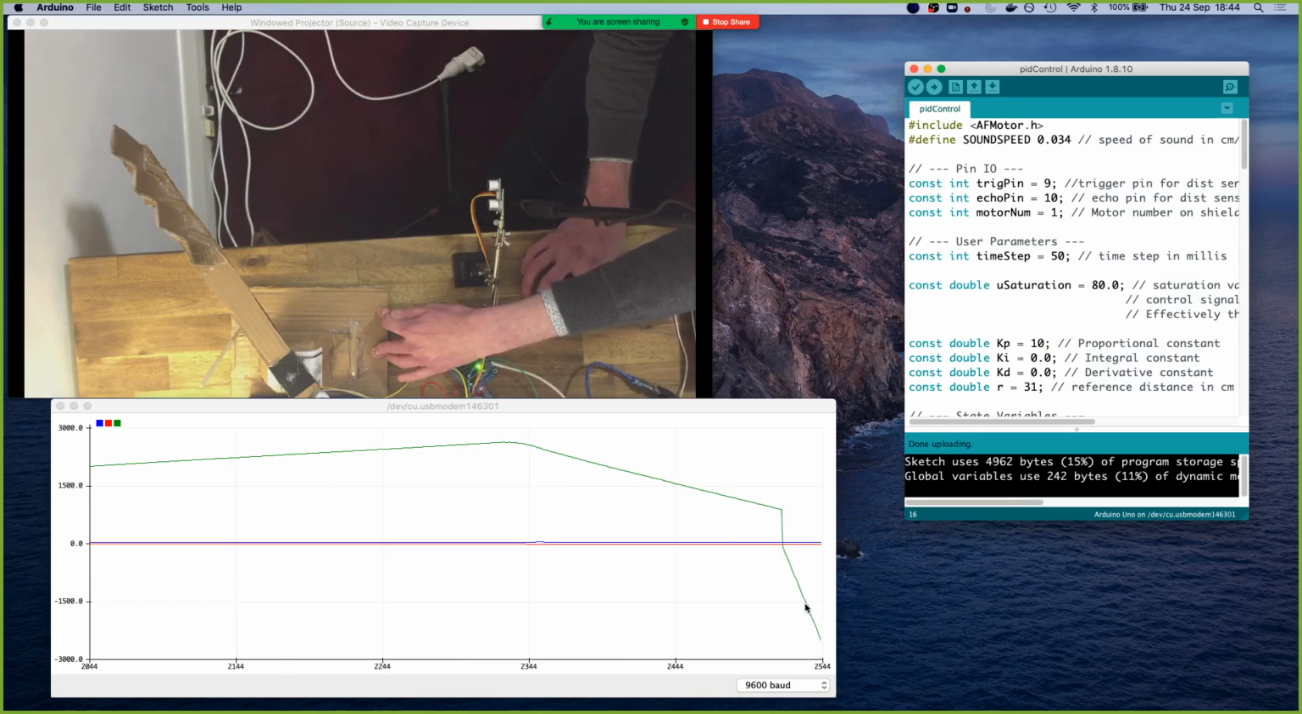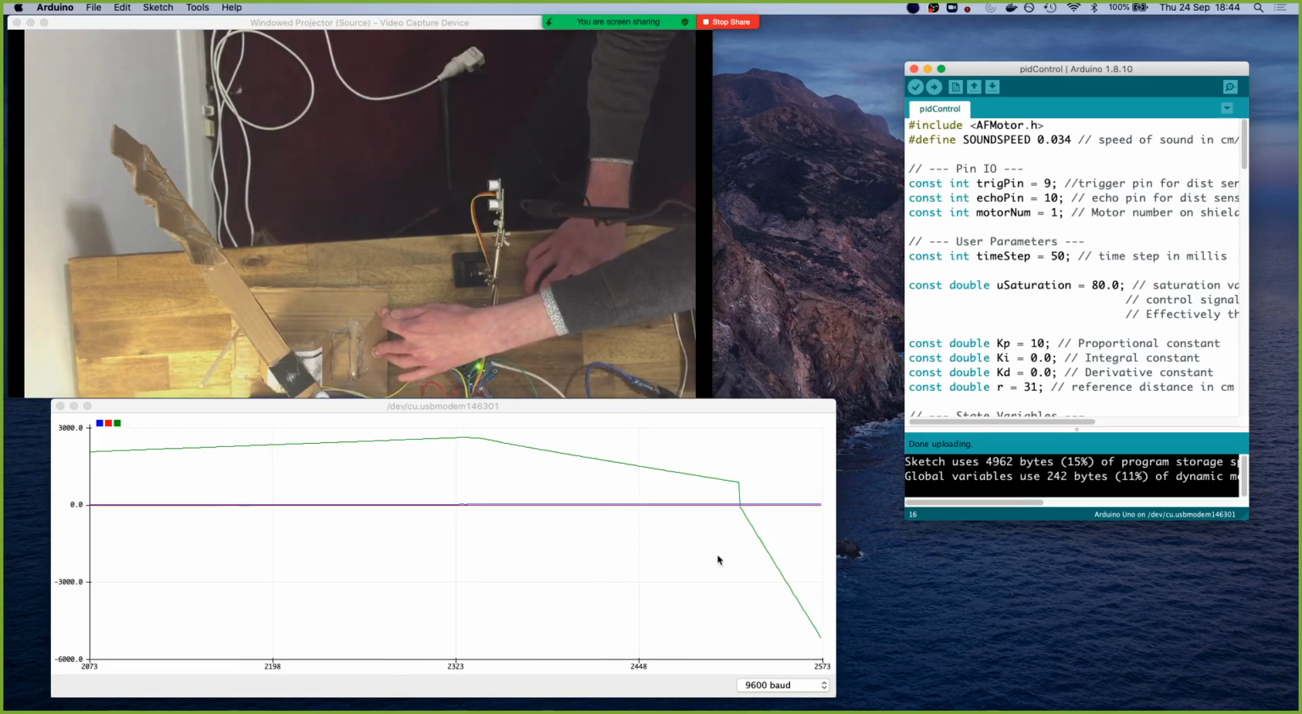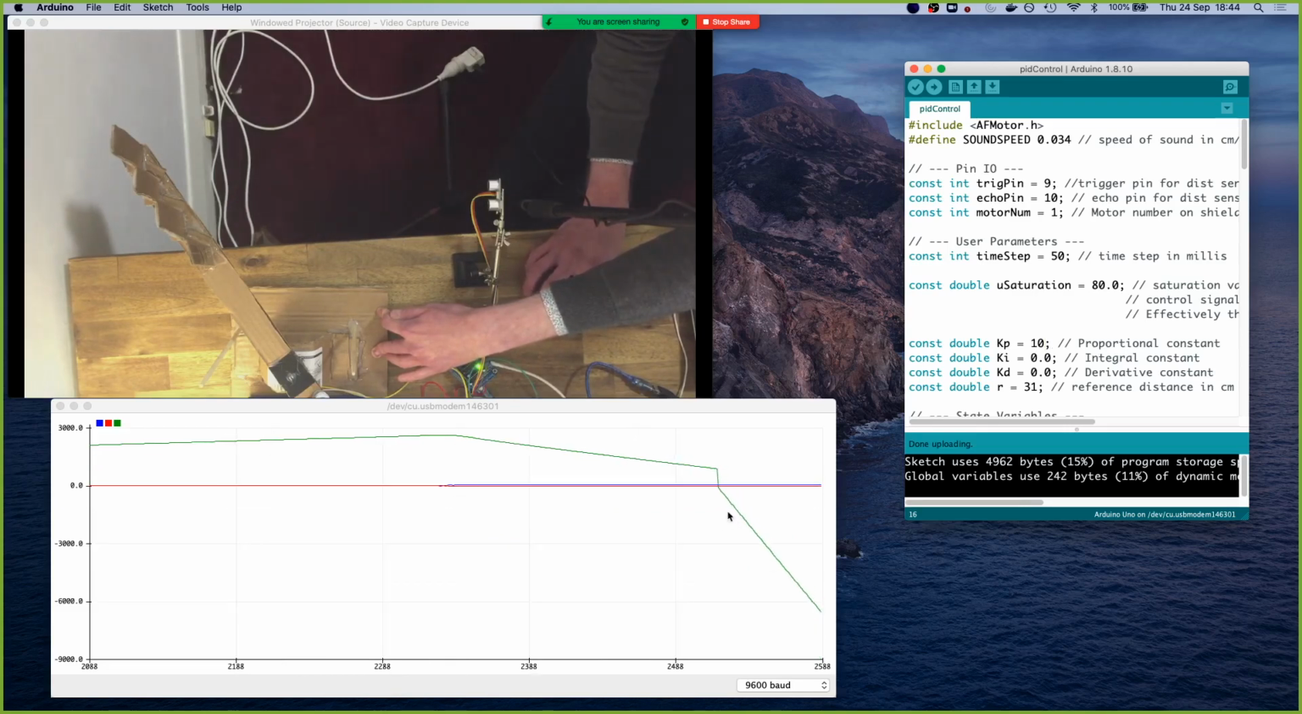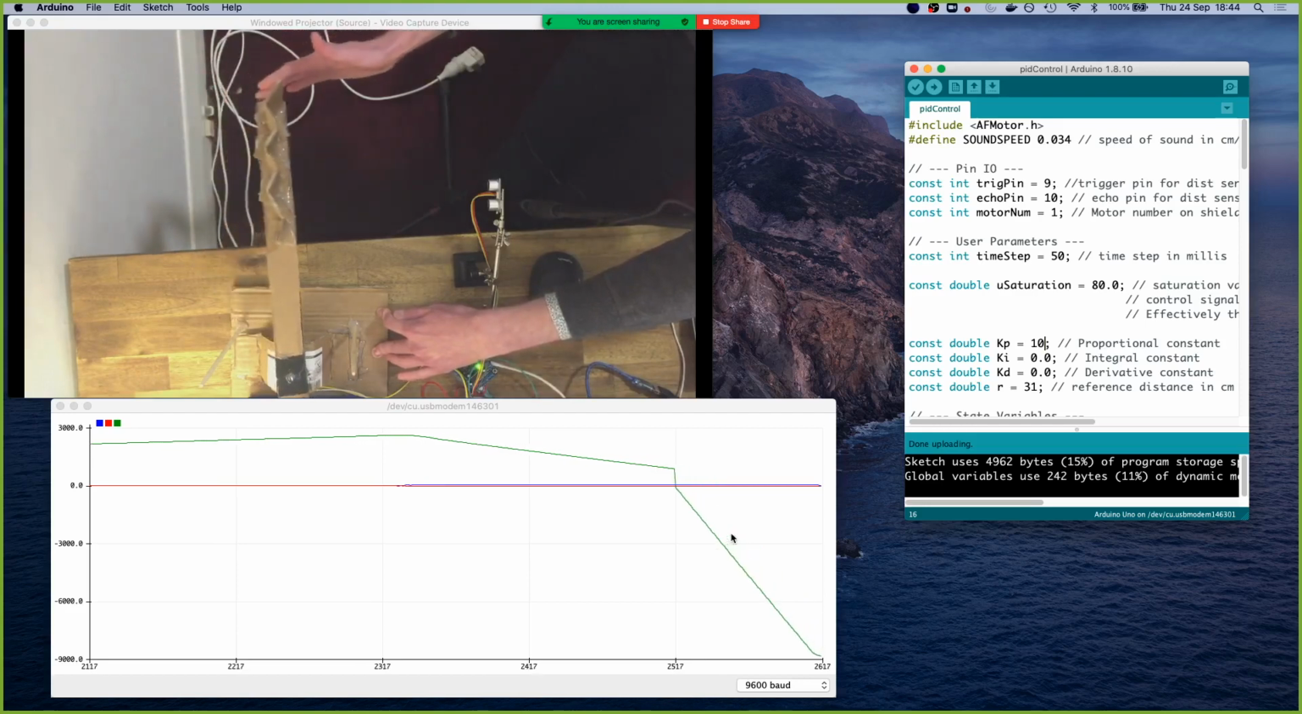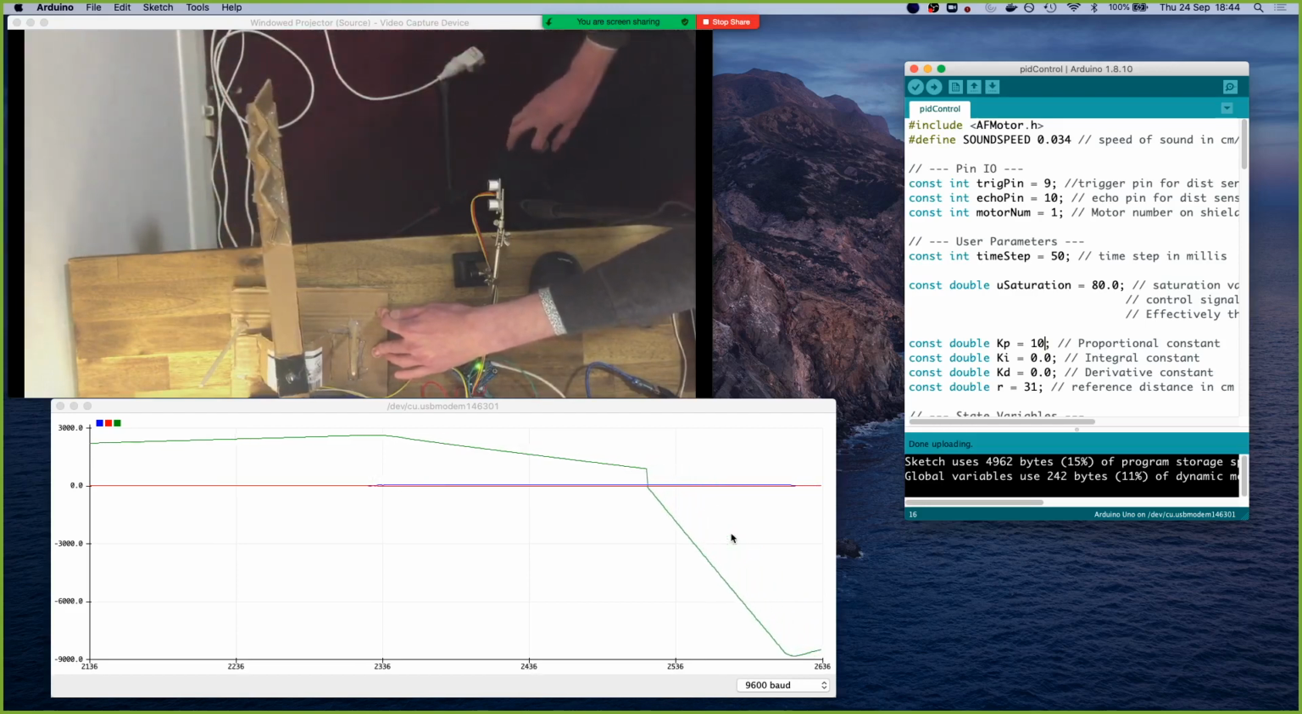Yeah, it's changing much quicker now. The error is the same, but because I've upped that Kp term, it's now changing much quicker in relation to that error. So if I bring my error, yeah, go ahead.